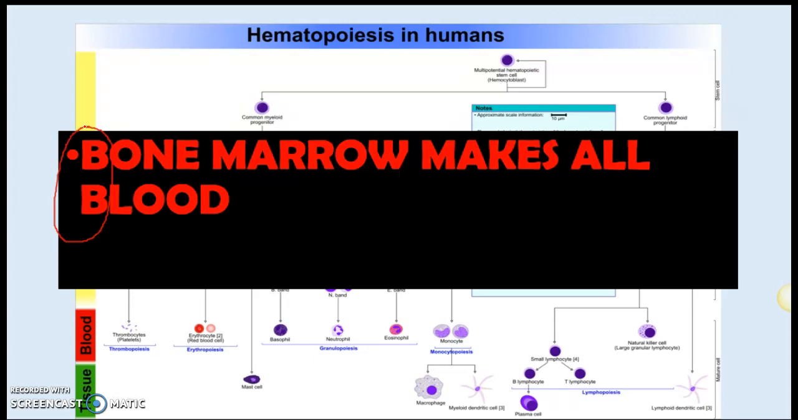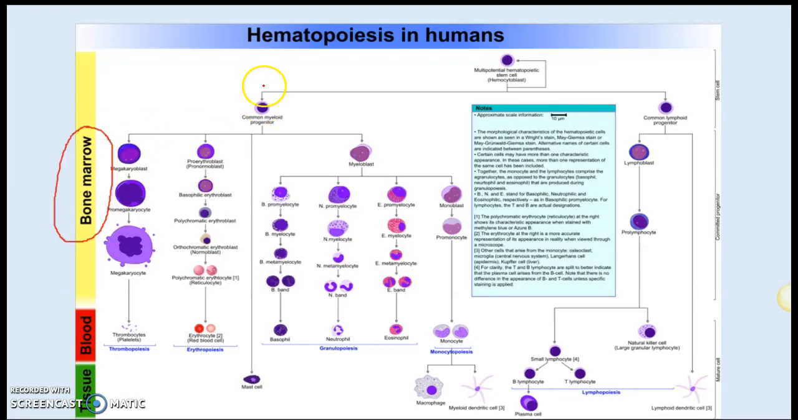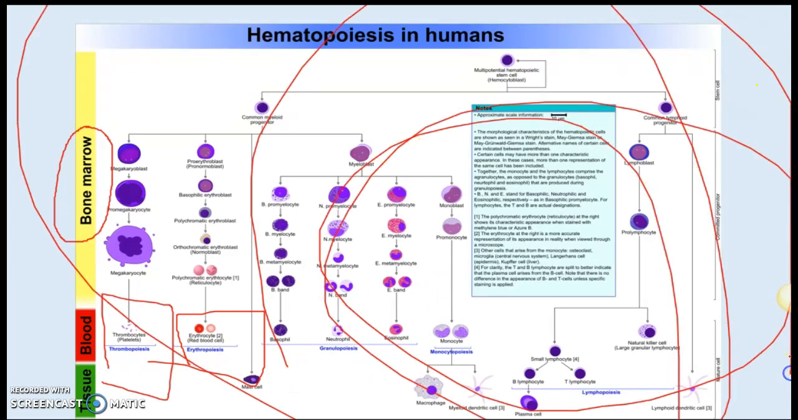So what if you get a bone marrow infection? Well, then you're in trouble, okay? And that's why bone marrow is so important. So if we go back a little bit, this chart is amazing because it does tell you about where everything comes from. So if you notice, there's your red blood cells, okay? There's your platelets, okay? And then my white blood cells are kind of like all of this over here, okay? So this is hematopoiesis in humans.